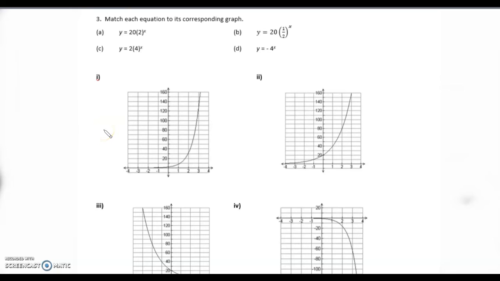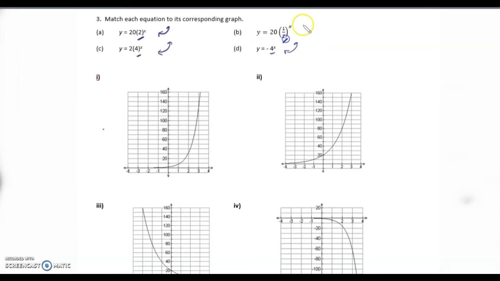Okay, number 3 wants us to match each equation to the corresponding graph. I'm going to do this question in the order that I would do it, and think my way through it. When I take a look at these 4, I'll just go through them. Base of 2 and base of 4, these are both increasing, and base of 4 is also increasing. So that one's easy.